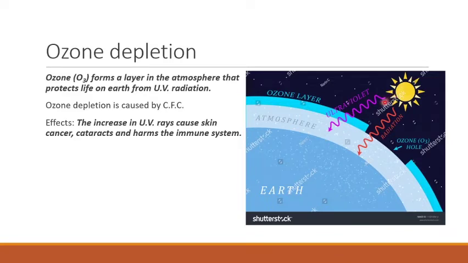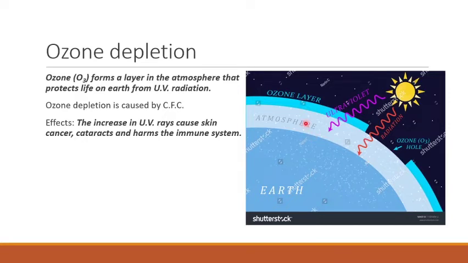Ultraviolet rays are rays which have very high energy. If they reach living organisms, they might cause genetic damage. They may cause skin cancer, they may cause cataracts, and they might harm the immune system of living organisms.